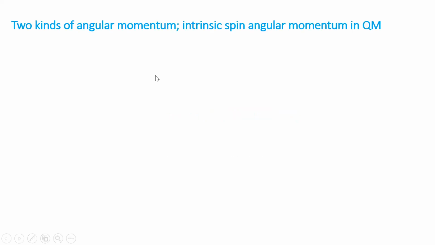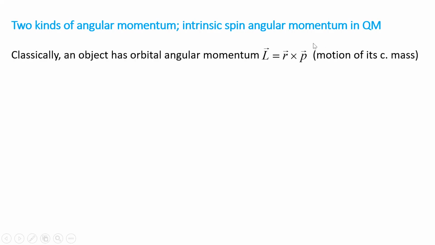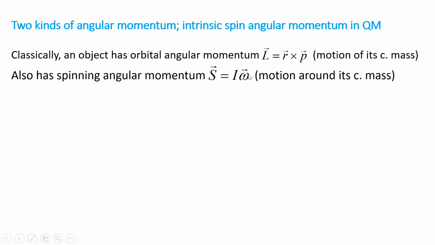Okay, so we just hinted, there's two kinds of angular momentum, and we'll talk about those in a second. And we're going to also be talking about the intrinsic spin angular momentum in quantum mechanics. So classically, an object has an orbital angular momentum, L equals r cross p, which has to do with the motion of its center of mass. It also can have a spinning angular momentum, S for spinning, equal to I omega, where I is the moment of inertia and omega is the angular velocity. And that's for motion around its center of mass.